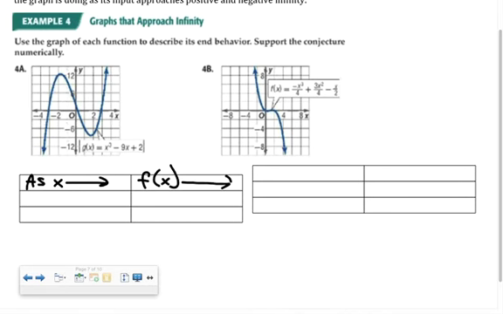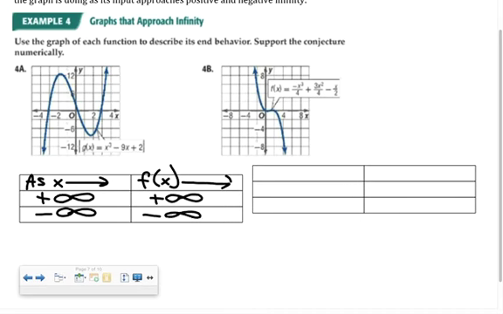So what I'm looking at is, as x approaches positive infinity, in other words, as x goes further and further to the right, my function values appear to be also going to positive infinity. Because as I go further and further to the right on my graph, I'm also going further and further up. And so I look at the graph in the opposite direction. As my graph approaches all the way to the left, as x approaches negative infinity, my y's are going all the way down. So my function values appear to be going to negative infinity.